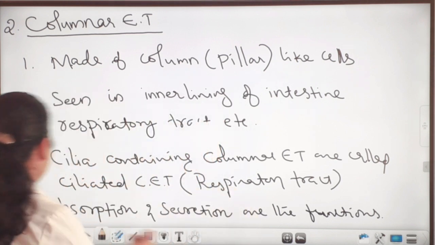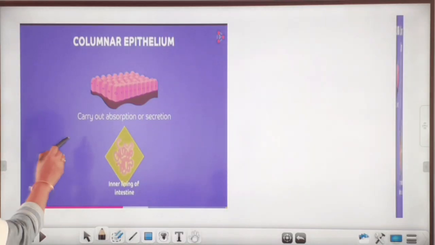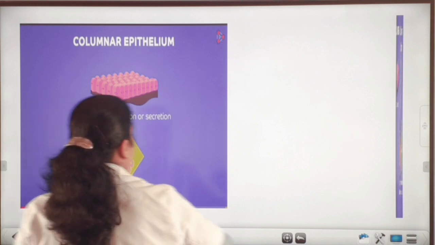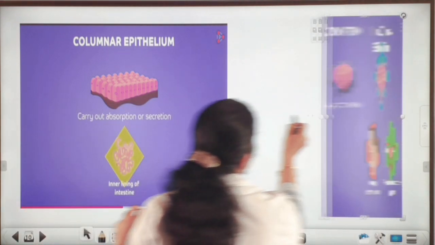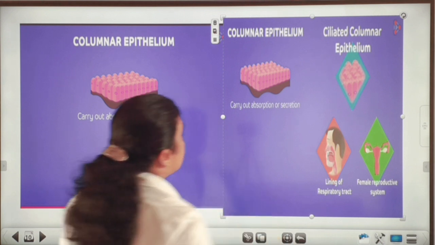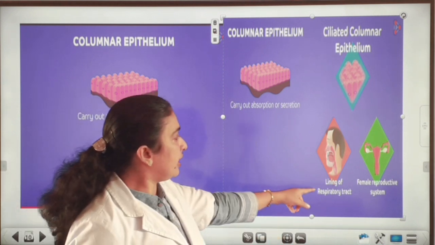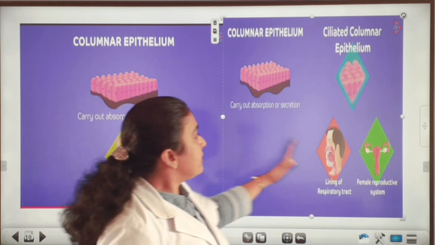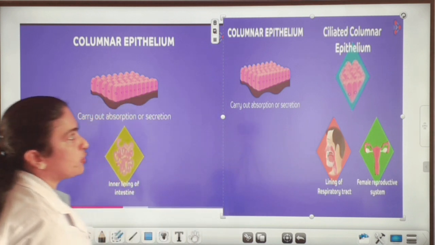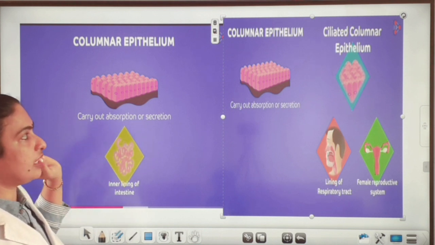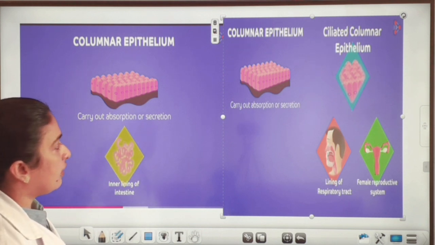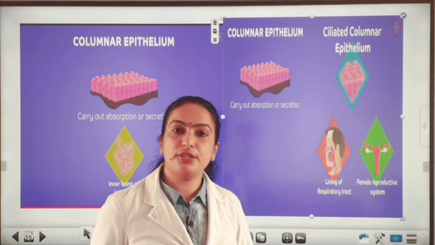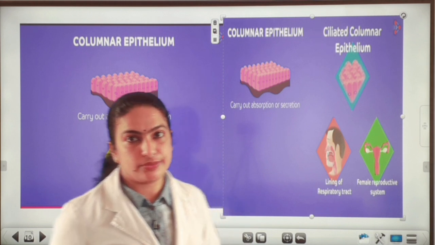And next we can see where we can see this columnar epithelial tissue: the inner lining of the intestine. Also we can see the ciliated columnar epithelial tissue in the lining of the respiratory tract, and in the female reproductive system also we can see ciliated columnar epithelial tissue. But the ciliated epithelial tissue is a peculiarity of columnar epithelial tissue.